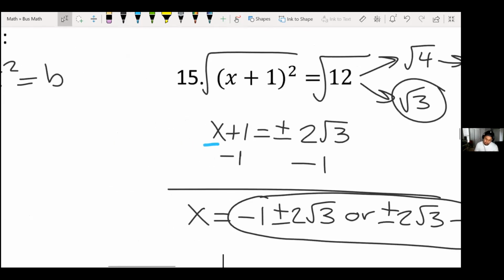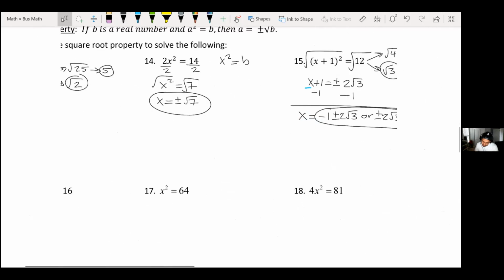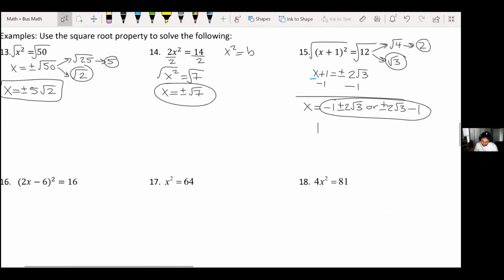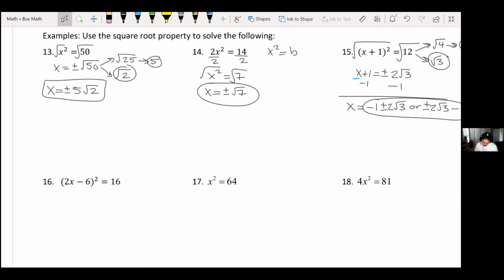Okay, so that's our square root method. Let me see, so I don't spend too much time on these. 17 and 18. 16 is just like 15, so that's not too bad.